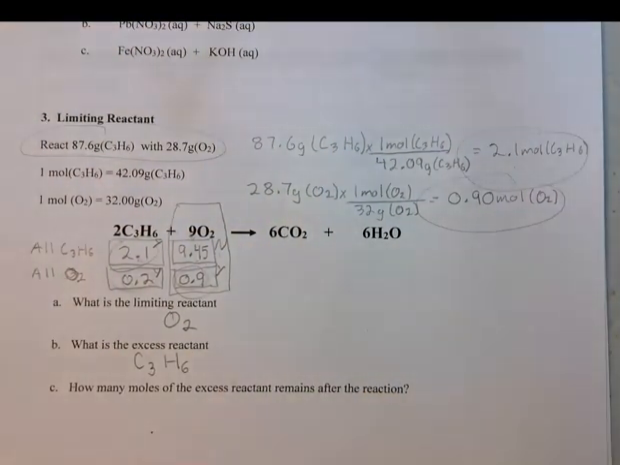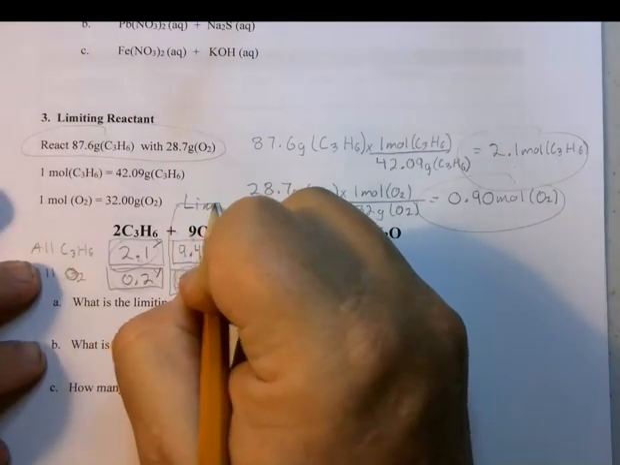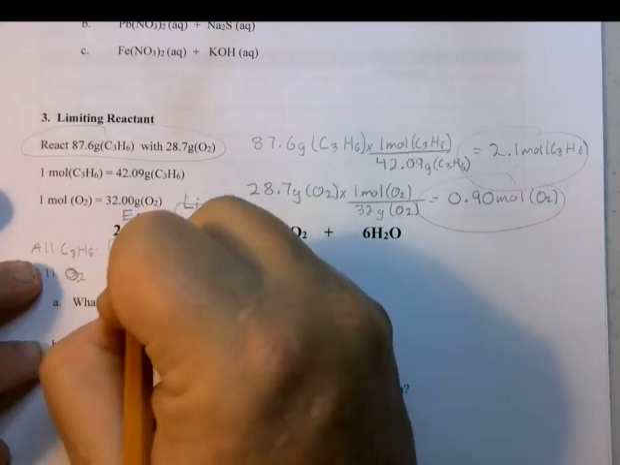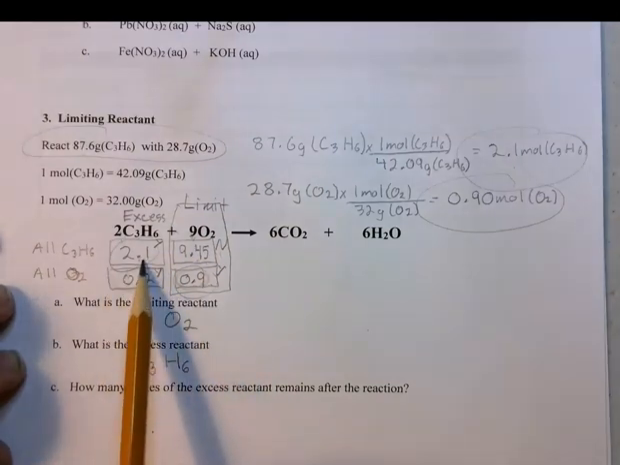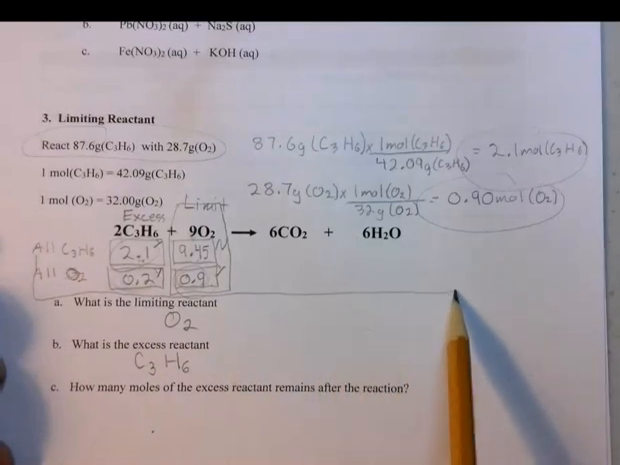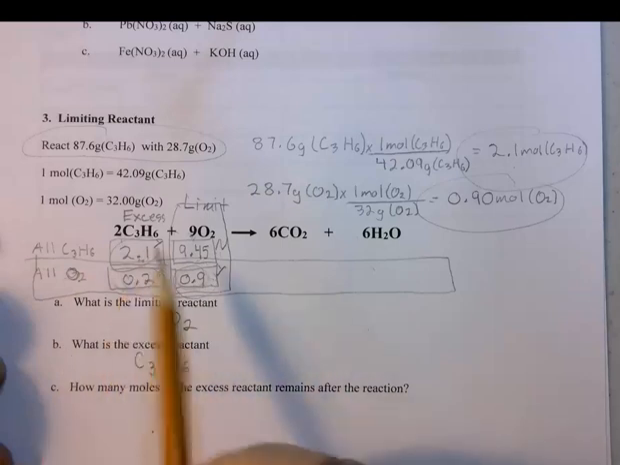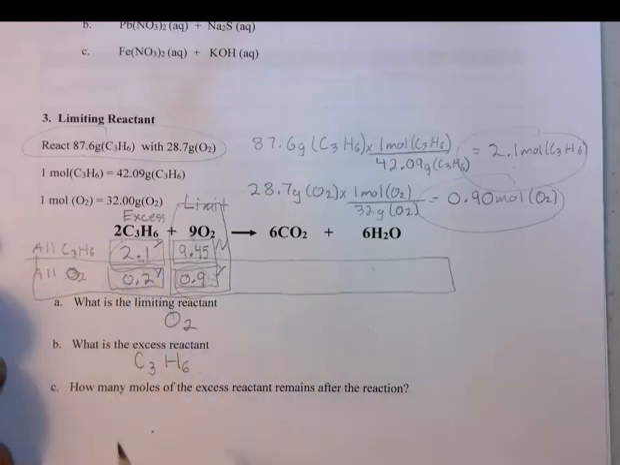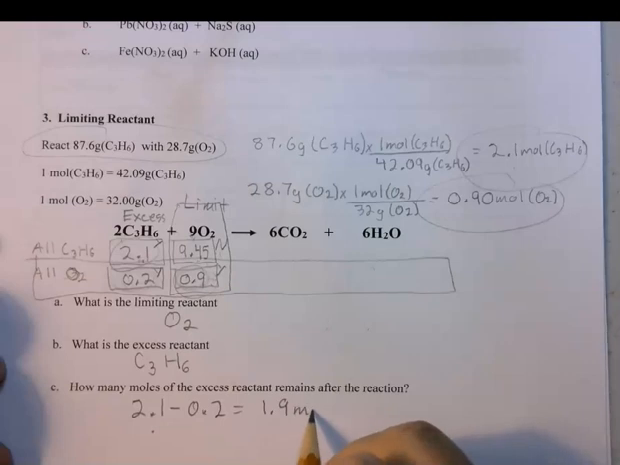Okay, how many moles of excess reactant remain after the reaction? So this is the limiting, and this is the excess. We were given 2.1. This is the reaction that's actually going to work because it has the 2 yeses in the column. So we were given 2.1, and we only used 0.2. So it's 2.1 minus 0.2, which equals 1.9 moles of the excess left over.